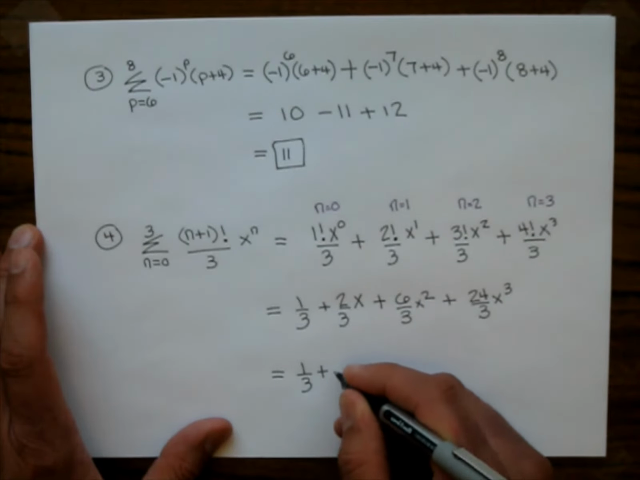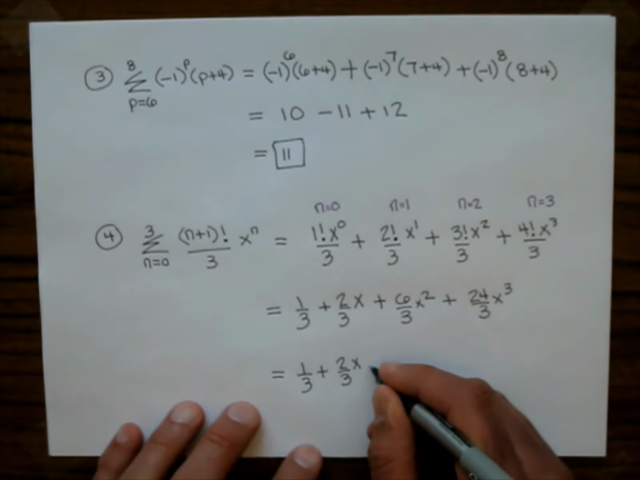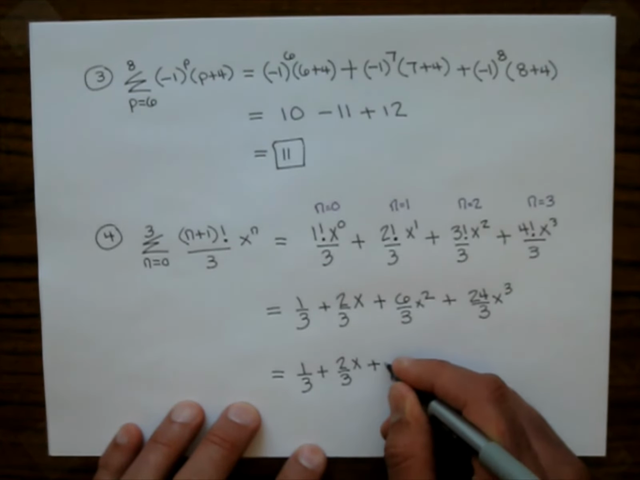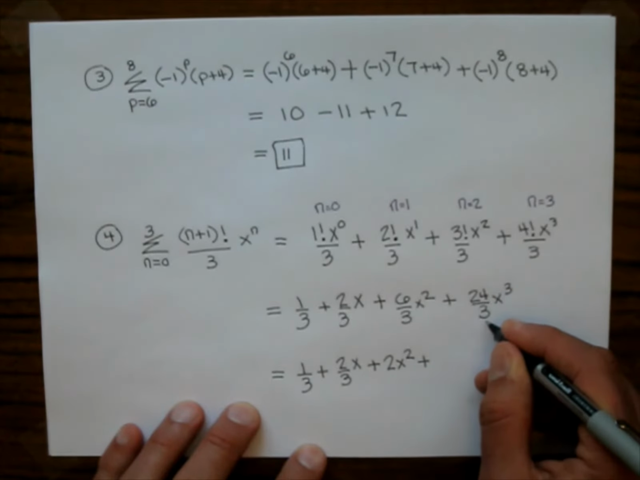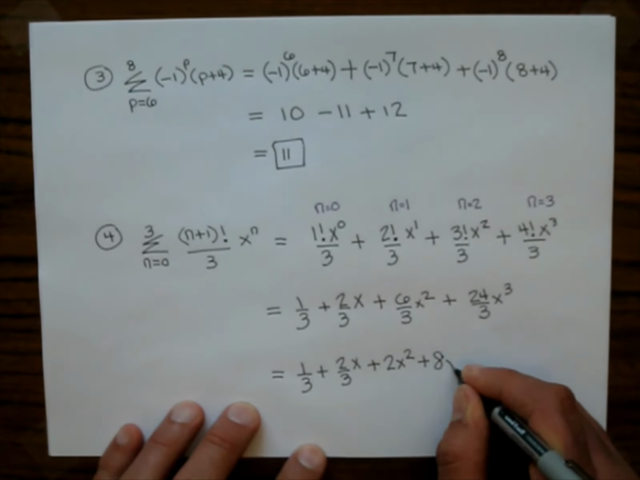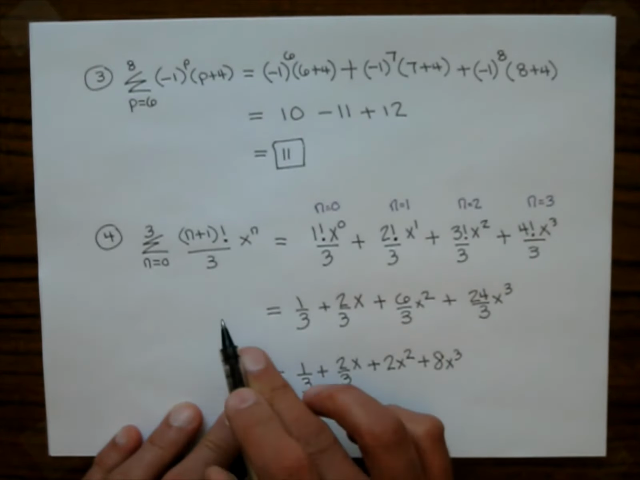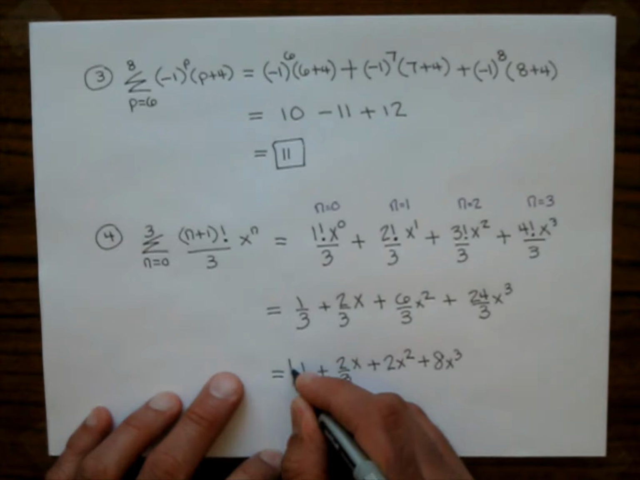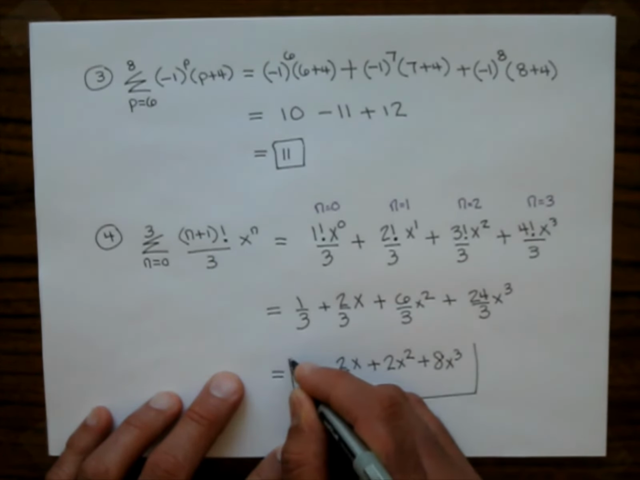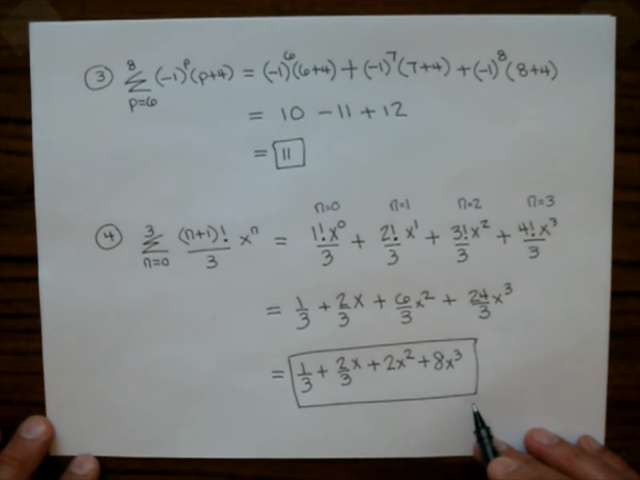So 1/3 plus 2/3 x plus 2x squared plus 24 divided by 3 is 8, 8x cubed. And that's my answer. So my answer on this problem is not a number, it's actually a function. It's a polynomial. And so they study this kind of stuff in calculus, second semester calculus.